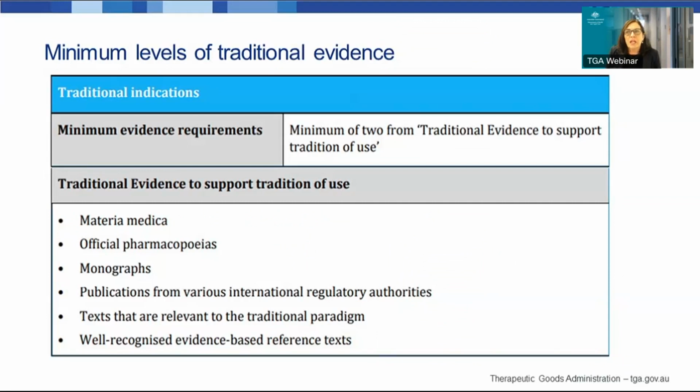For different types of indications, we have different expectations for the minimum level and what type of evidence is required to support efficacy. This table summarises the evidence requirements for traditional indications. This indicates that a minimum of 2 from these sources is required, but keep in mind that you should assess all evidence sources for quality and relevance. Depending on the quality and relevance assessment, additional sources may be needed or justification provided to cover any information gaps.